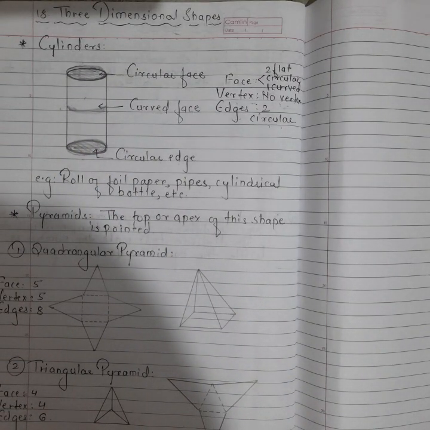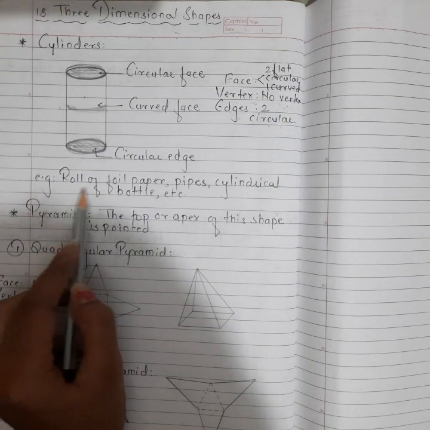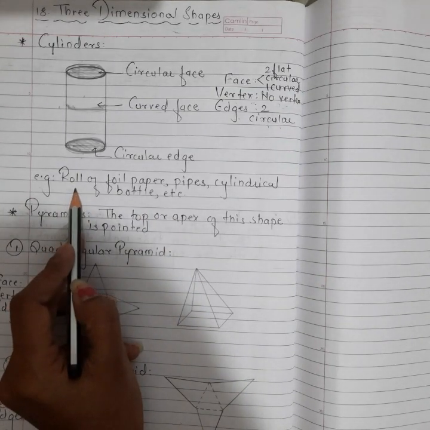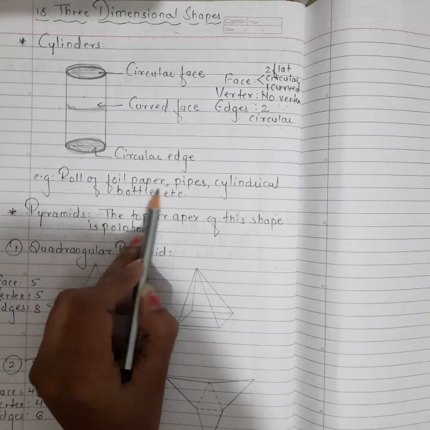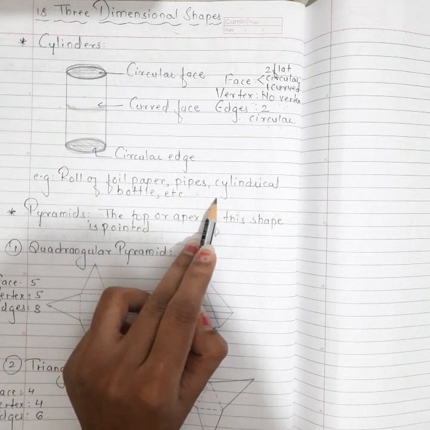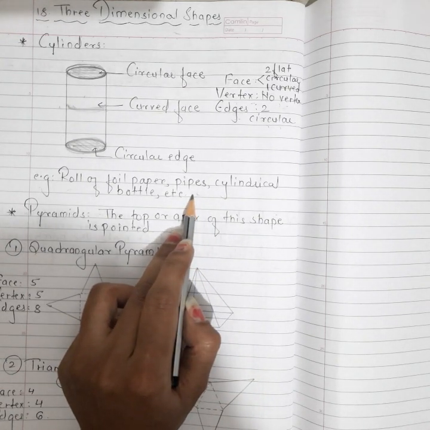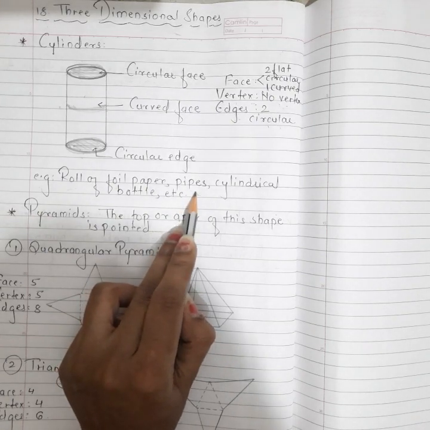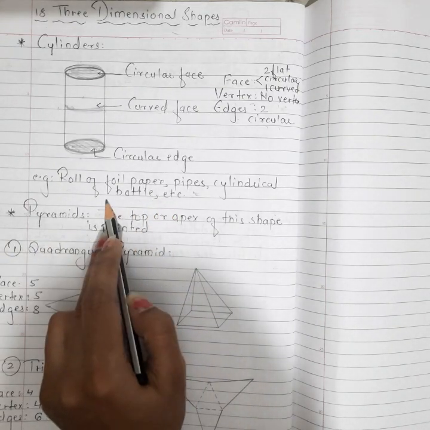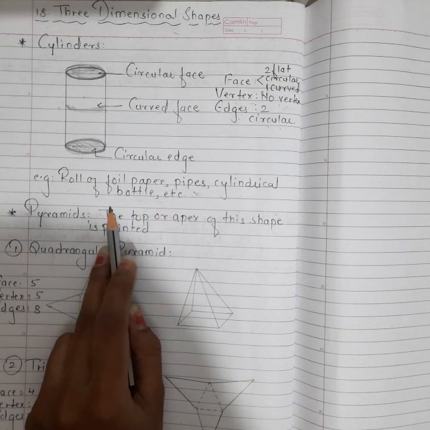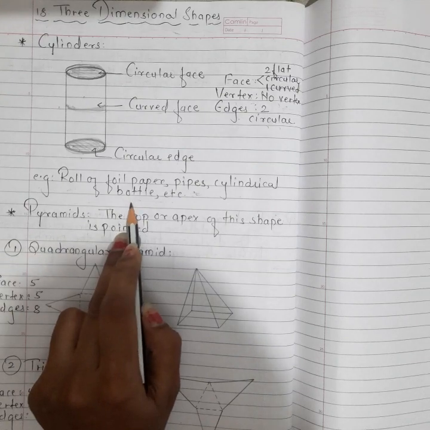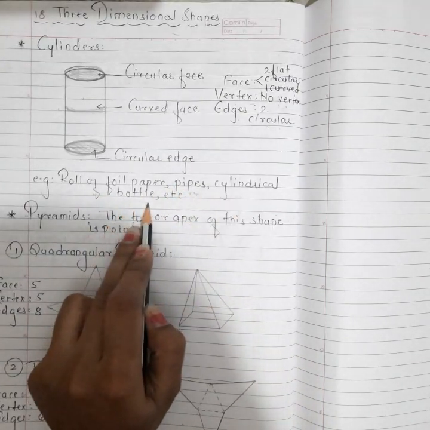Understood? So examples of cylinders are the roll of foil paper, pipe, cylindrical water bottles, etc. You must have seen the roll of foil paper. It is in cylindrical shape. Then you might have seen the cylindrical pipes, which we usually use for plumbing or something else. And also the cylindrical water bottle. So there are various examples of cylinders. These are a few examples of cylindrical shape: roll of foil paper, pipes, cylindrical bottles, etc.